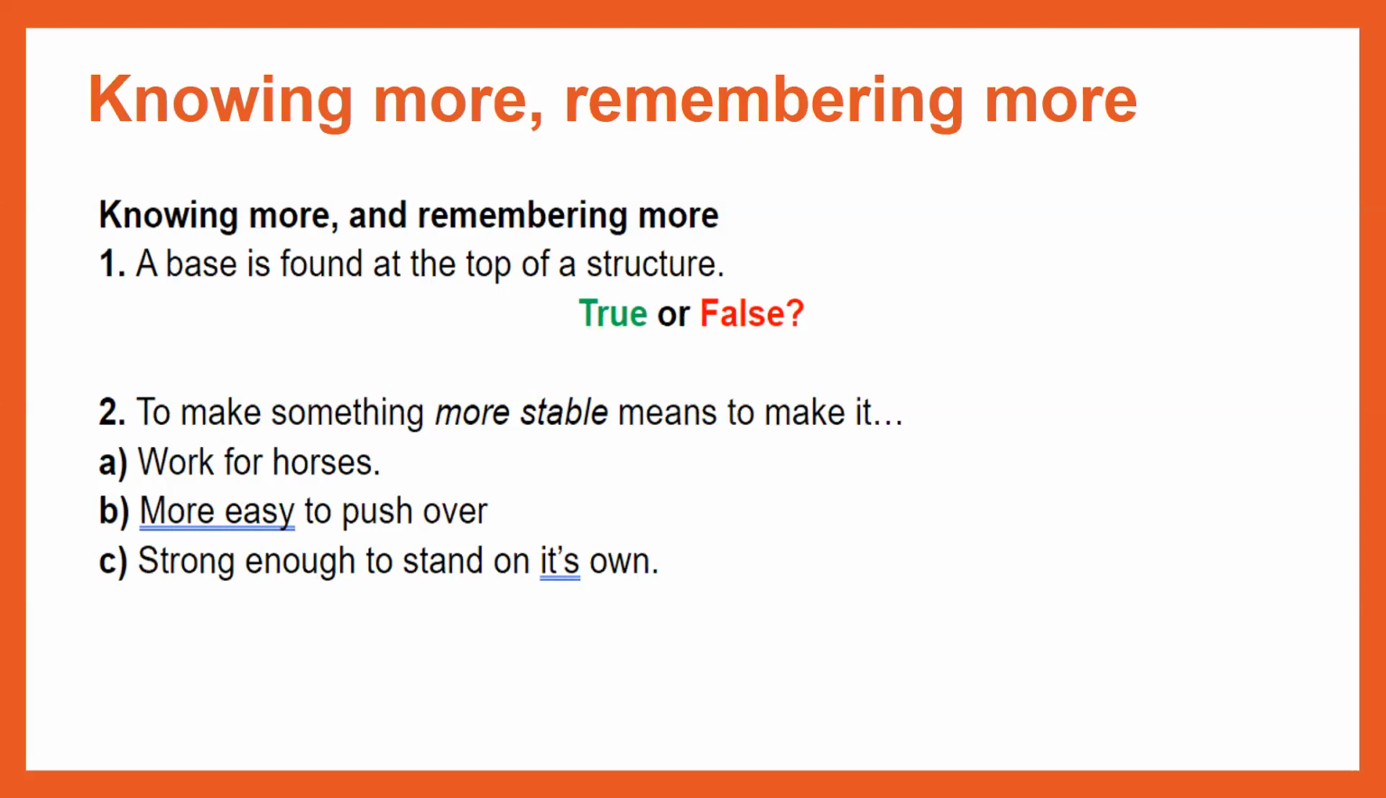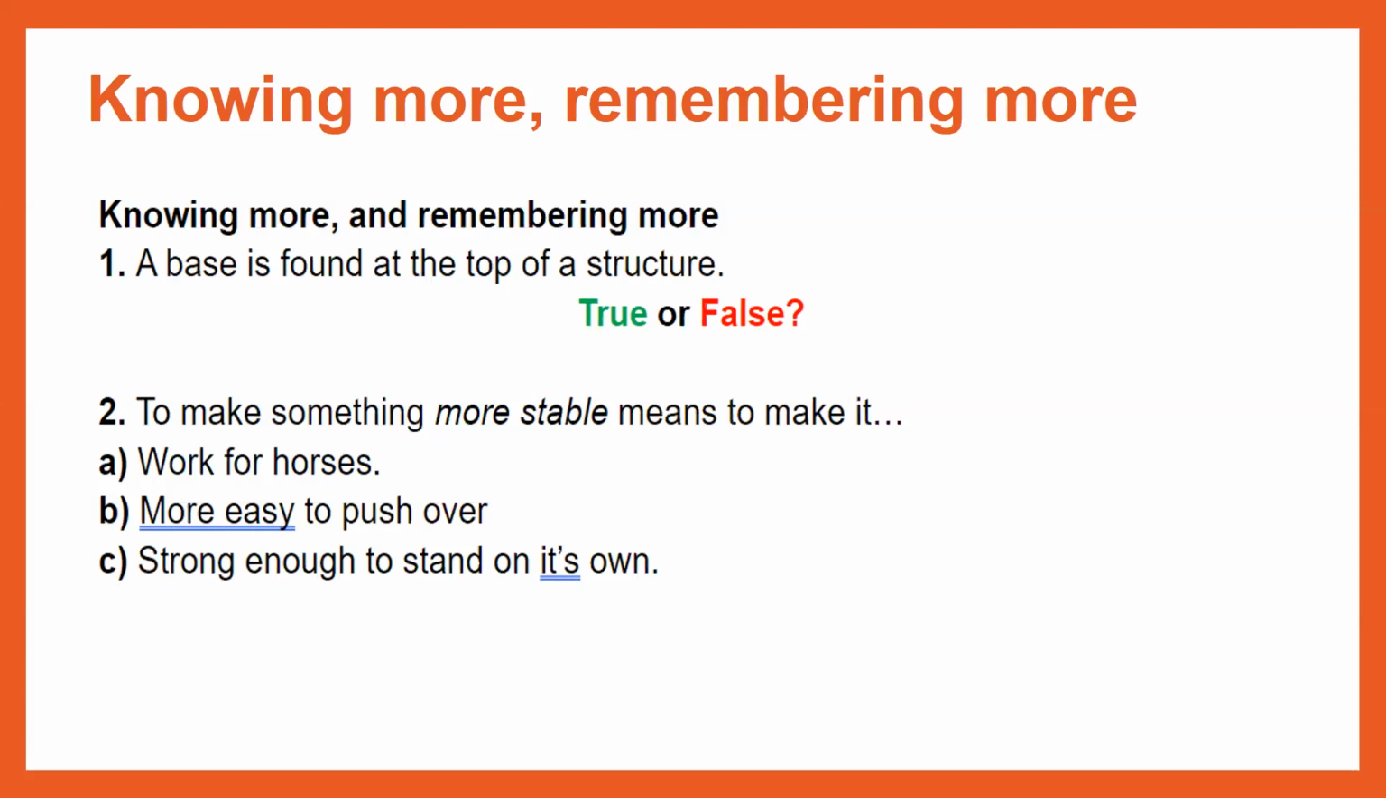And question 2, to make something more stable means to make it work for horses, more easy to push over, or strong enough to stand on its own. I'll read those again to you. To make something more stable means to make it: A, work for horses, B, more easy to push over, or C, strong enough to stand on its own. You can pause the video now if you wish to think about your answers.